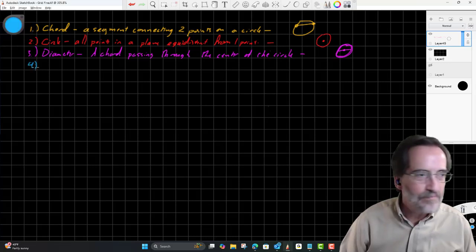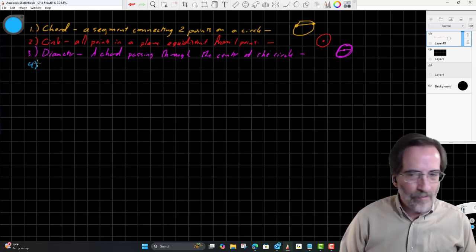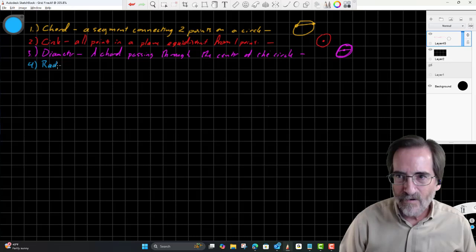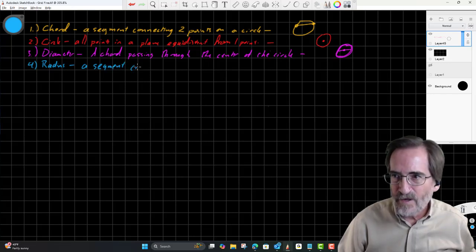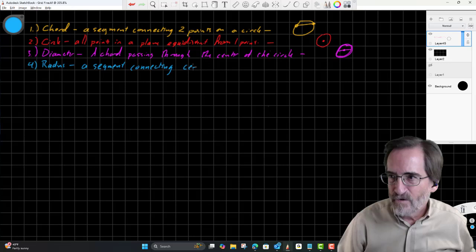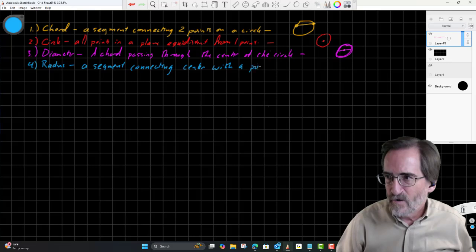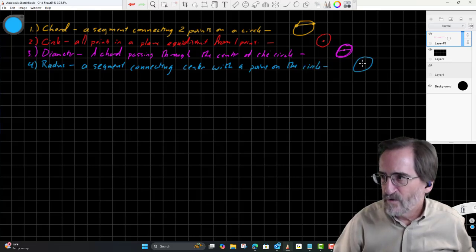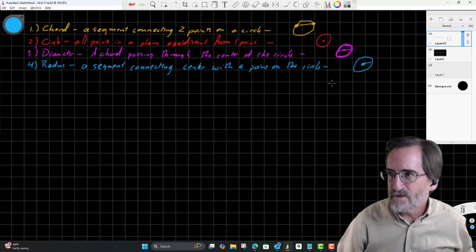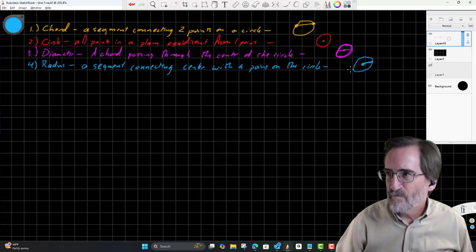Four, radius. A segment connecting the center with a point on the circle. So here's a circle, here's the center, radius connects the center with a point on the circle.